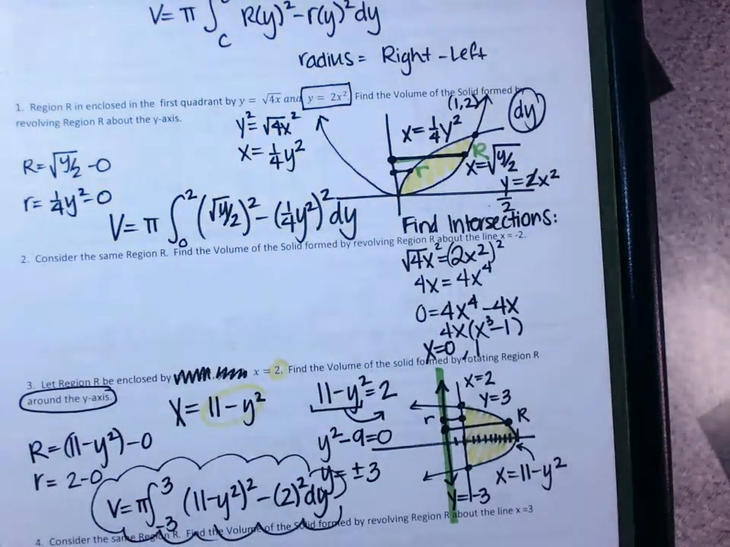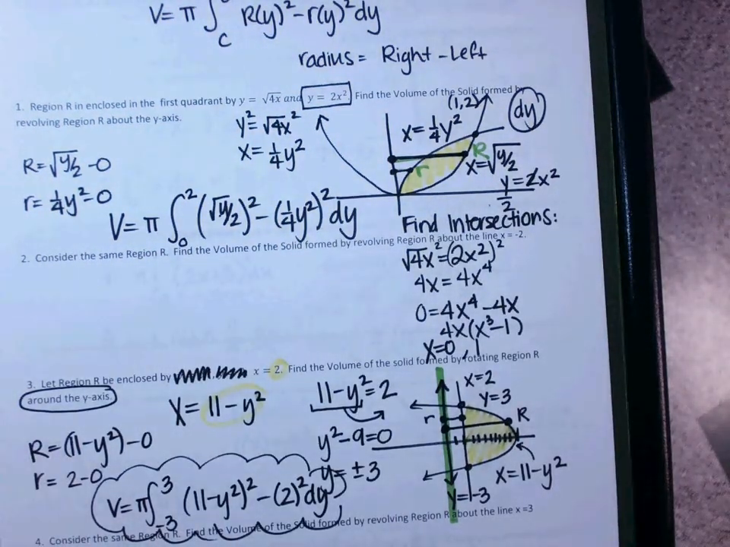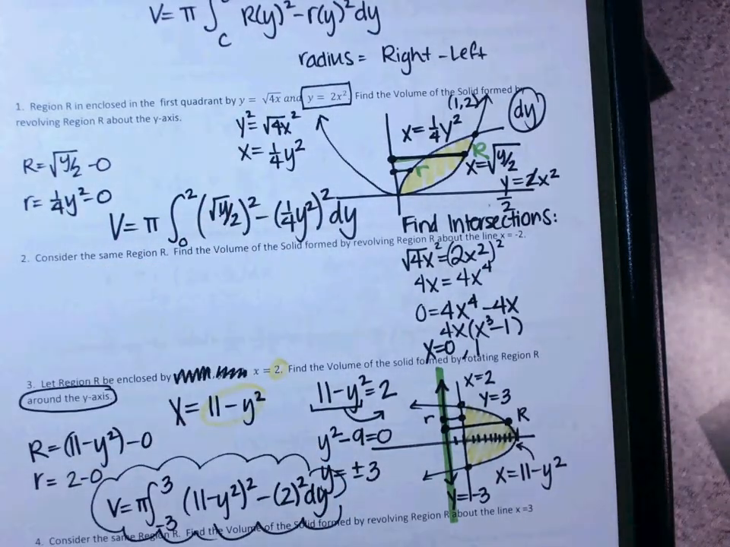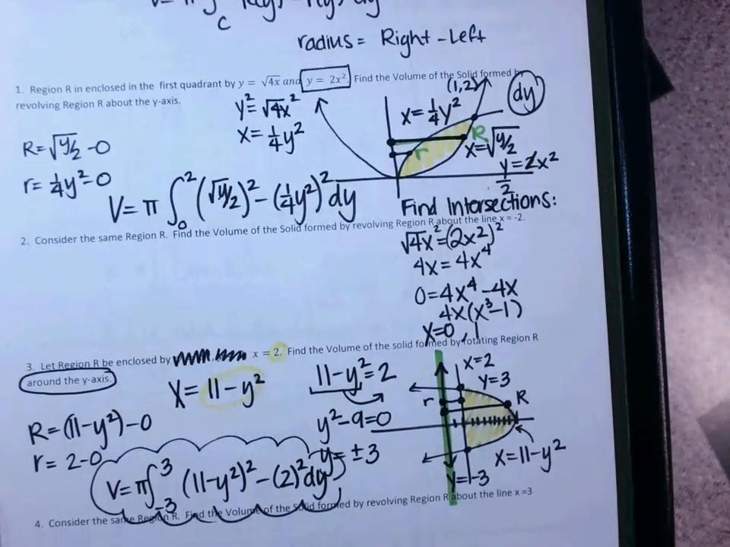Can we plug it into the other equation? You could have plugged it into the other one, yeah. And if you did that, you'd get square root of 4, which is still 2. So it doesn't matter. Okay, now look at number 2.